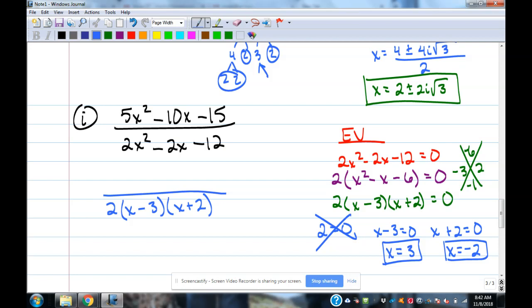Can you find excluded values by using quadratic formula? Yeah, we just did it on the previous problem. You can do that, but it doesn't help you simplify. So that's where the factoring to find your excluded values is a better option.